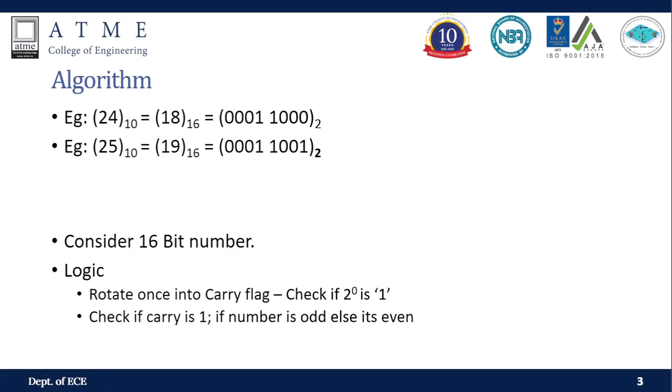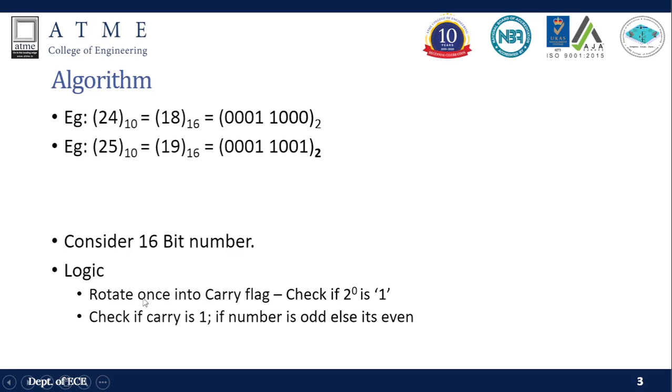If not, it is going to be an even number, because all the remaining weights are powers of 2 and they have to be even numbers. The only odd weight in this entire binary representation is from the LSB bit, that is the 2 to the power of 0 bit. So we only have to check the LSB bit to find out if a number is even or odd. That's as simple as it can be.